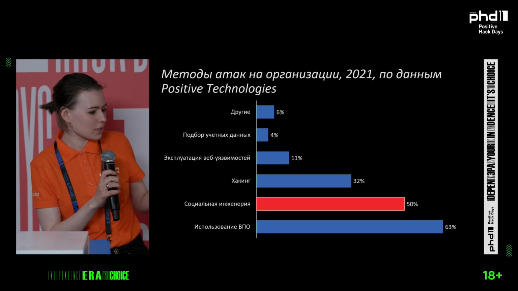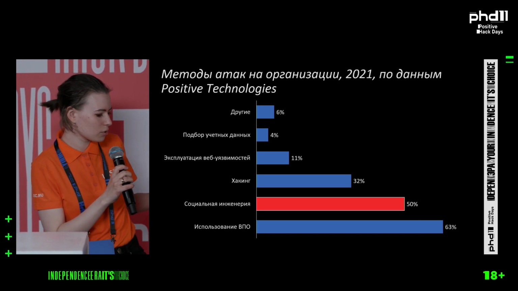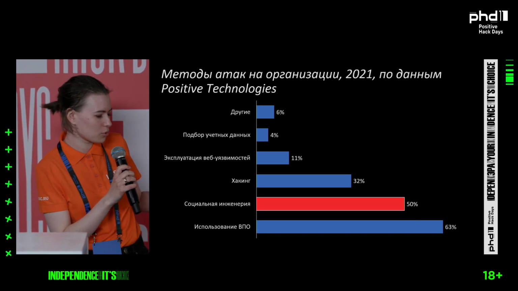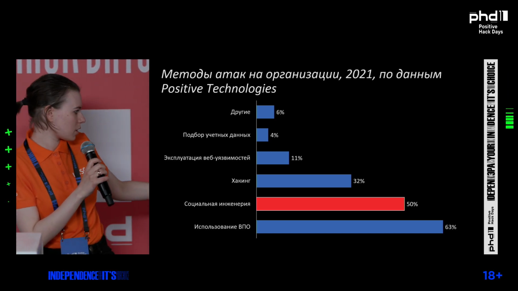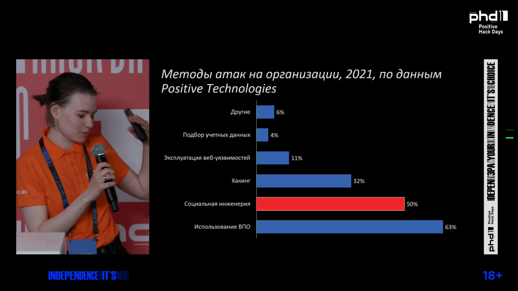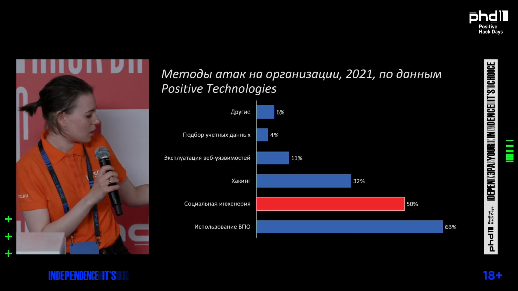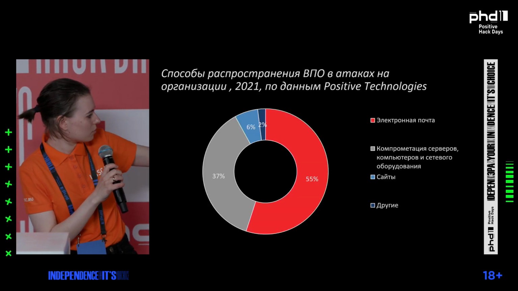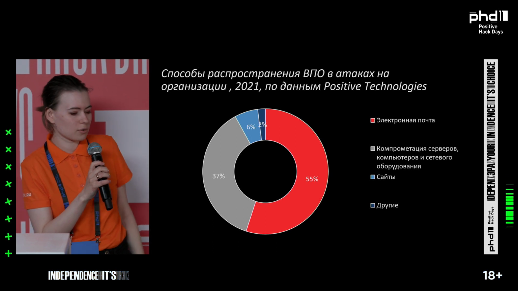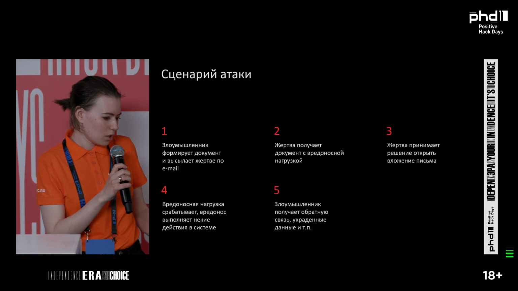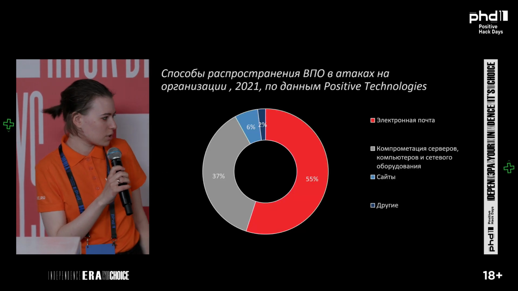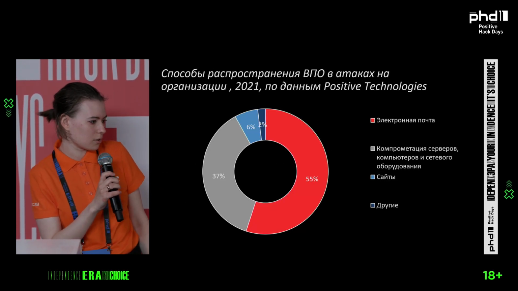This is the statistics of Positive Technologies that I used previously. Last year, the main number of attacks was through malware. Half of them accounted for social engineering attempts. Yet, in more than half of the cases, malware was spread through electronic mail, through email.